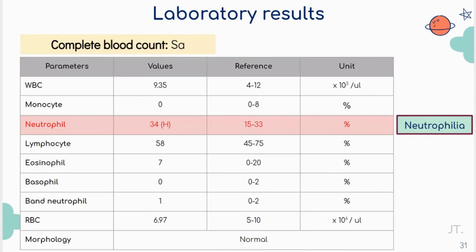And this is our result from the complete blood count from Sa, which is the cow from Farm 1. We found that all the parameters are normal except for the neutrophils, where we found neutrophilia.